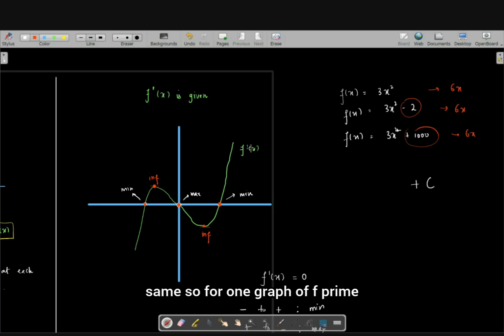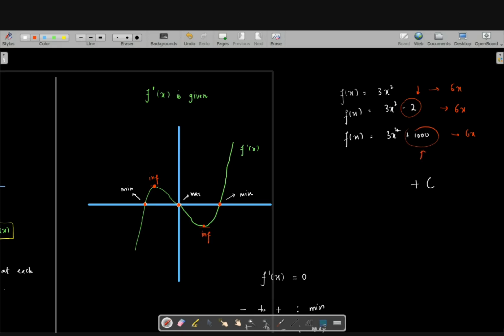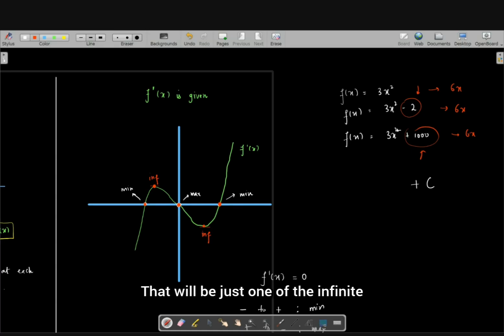So for one graph of f prime, you have infinite f, right? The only difference will be that it will be translated vertically. If you're doing minus 2 or plus 1,000, what will it do? This will translate the graph down by 2 units, and this will translate the graph up by 1,000 units. That will be the only difference. So the graph that we are about to sketch will be just one of the infinite graphs. Okay, so now we will sketch the graph.